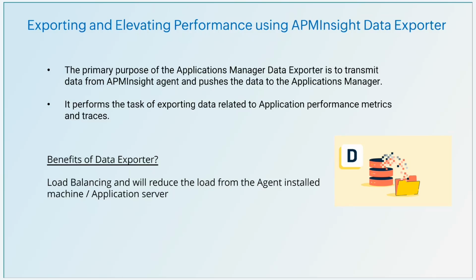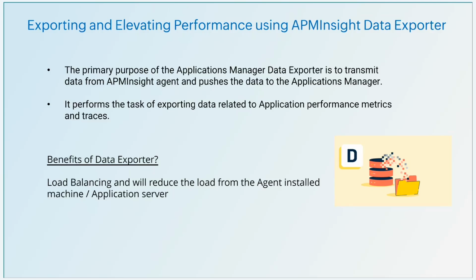The primary function of the data exporter is to handle and to transmit information related to the application metrics and traces to the Applications Manager. The metrics will include various performance indicators such as response time, error traces, or resource usage, and the traces will typically refer to the detailed records of the execution flow of a transaction or request within the application.